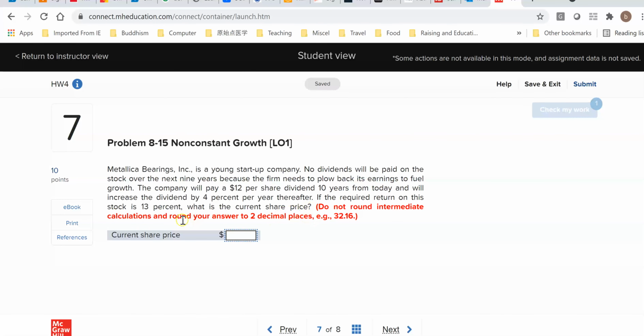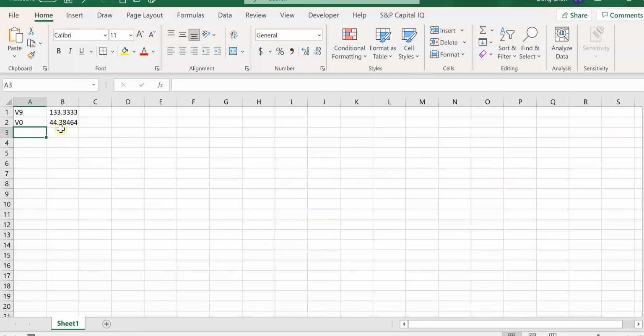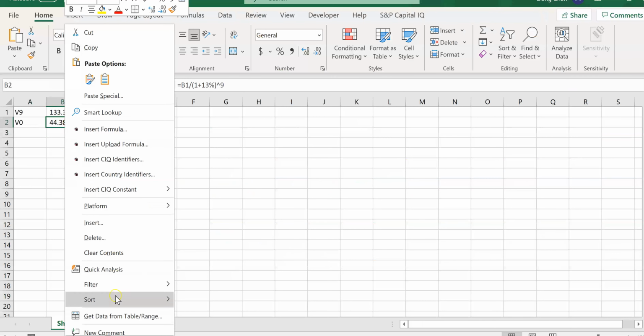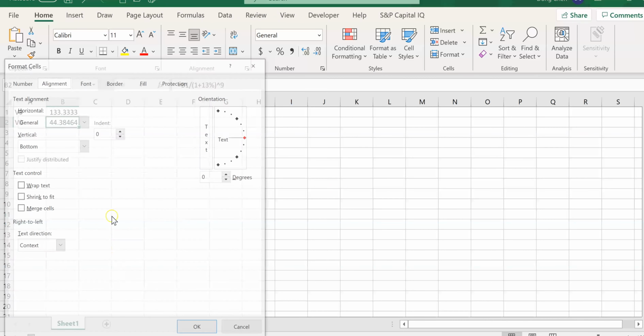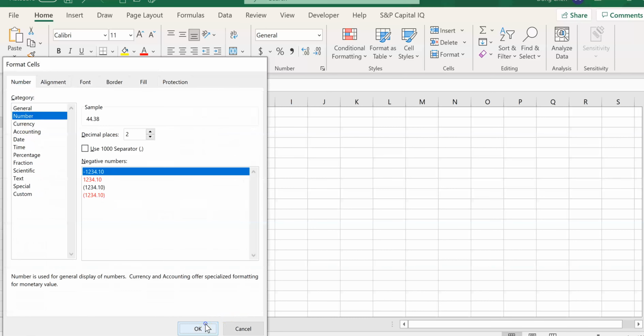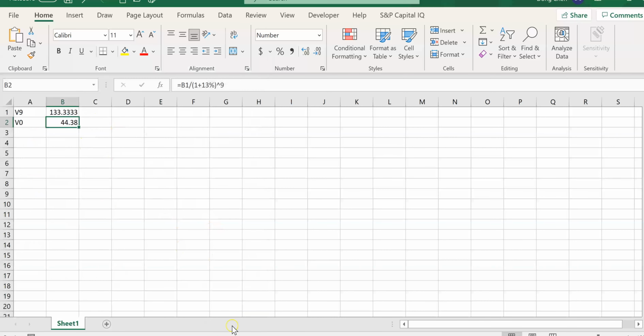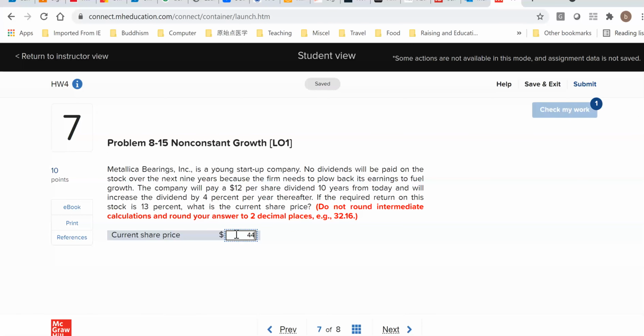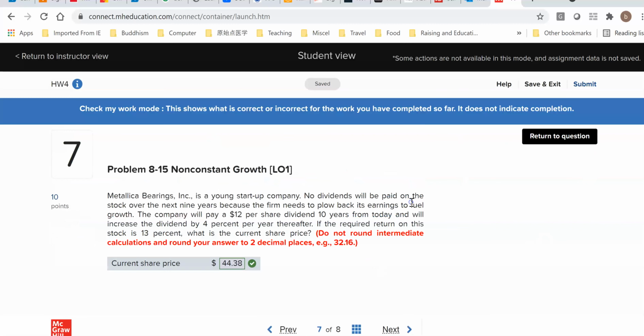The question asks us to round the answer to 2 decimal places, and by using Excel, I automatically meet the first requirement: do not round intermediate calculations. I just need to format the cells to keep 2 decimal places. Then we're done, with 44.38. Now it's time to put that back into Connect and check my work to see whether I got this right. And it turns out, yes, we did.